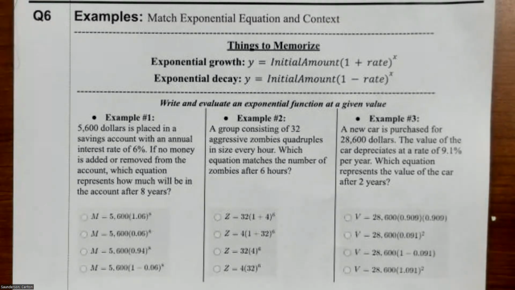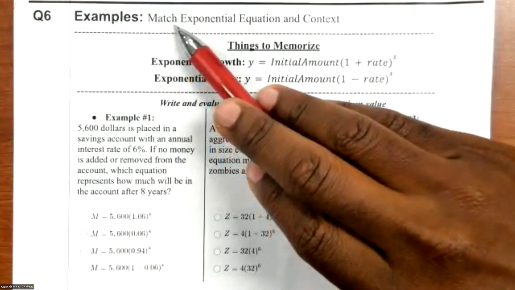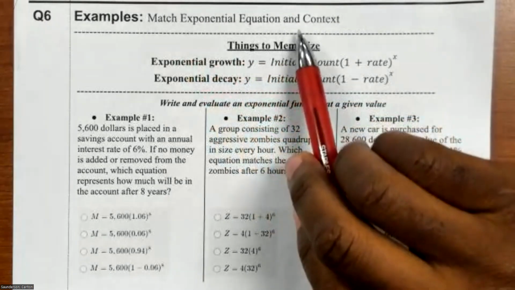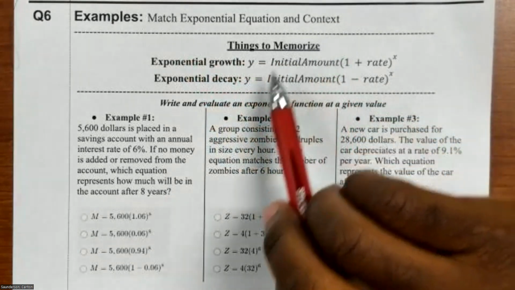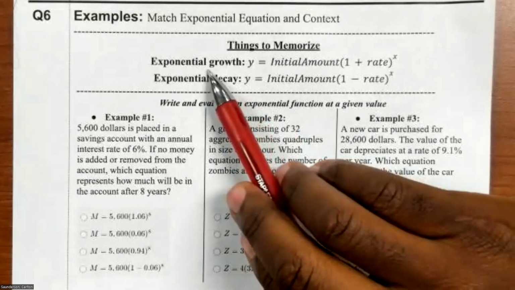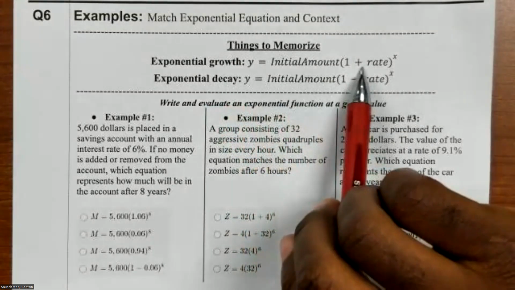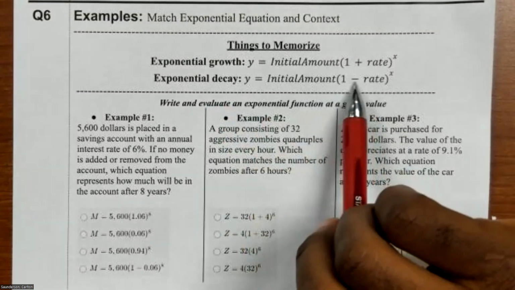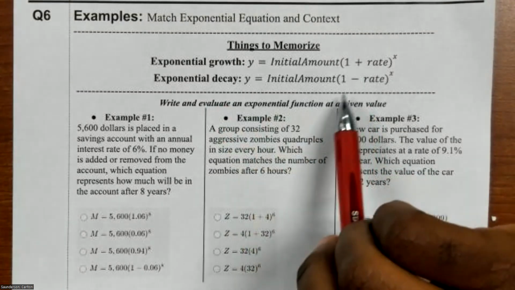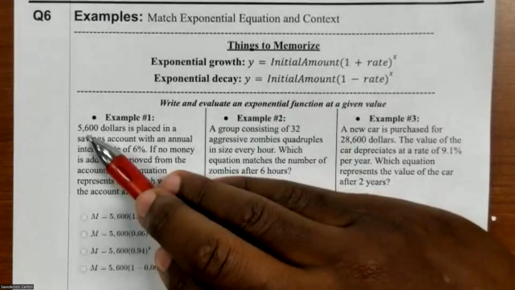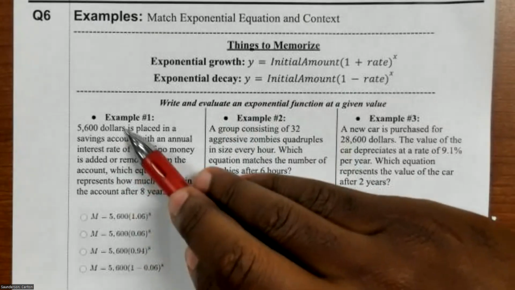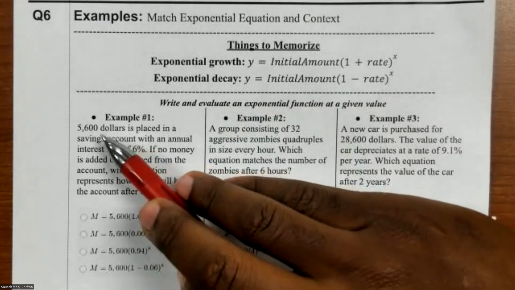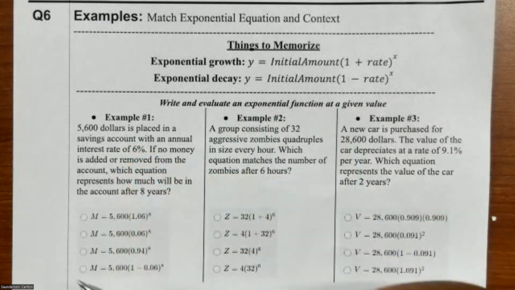Question number 6 wants us to match the exponential equation and the context. So we're going to be using this form. Growth means that we would be using this form, and decay means that we're using this form, but you're subtracting, not adding. When we read this information, we're going to try to determine if there was any growth or any decay happening to our initial value.